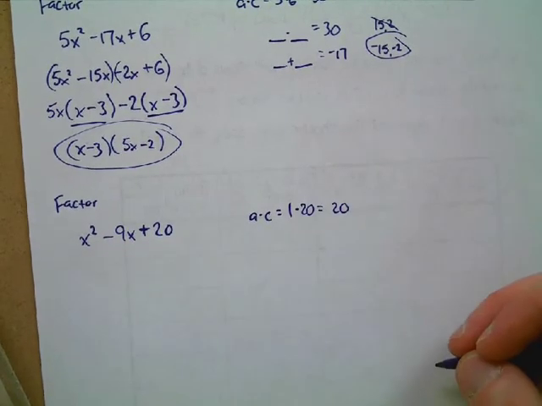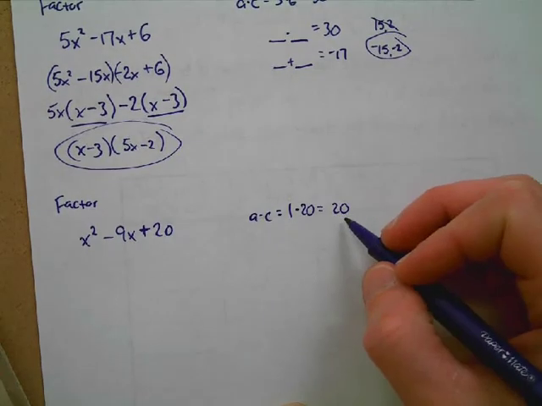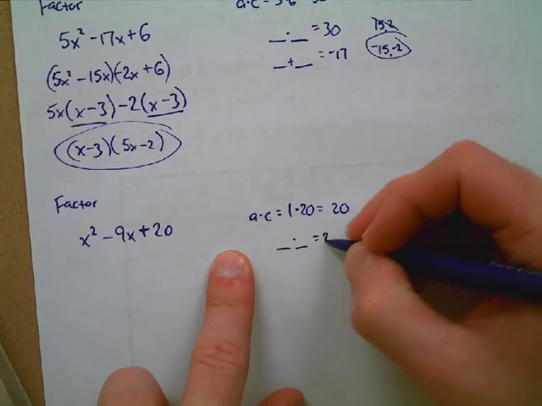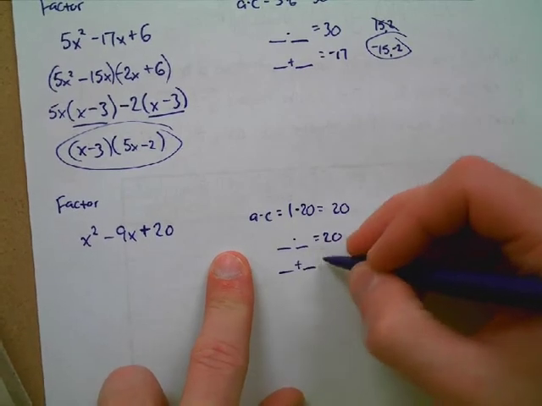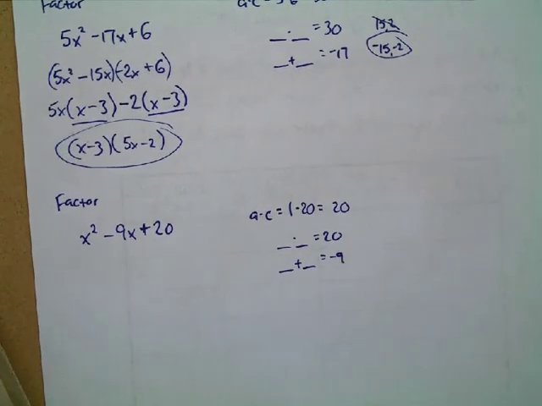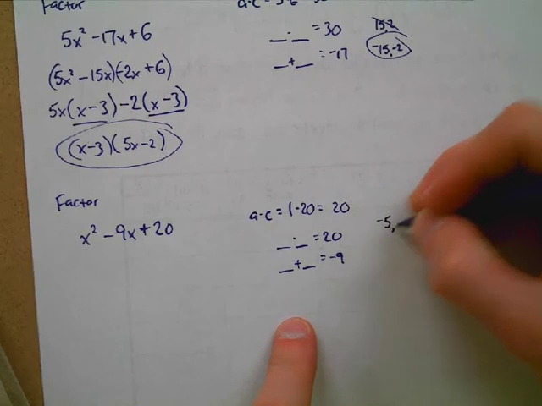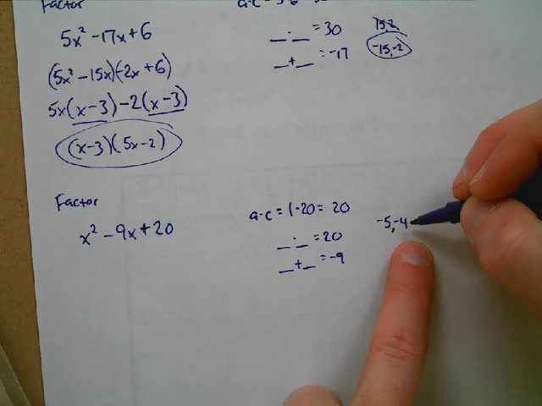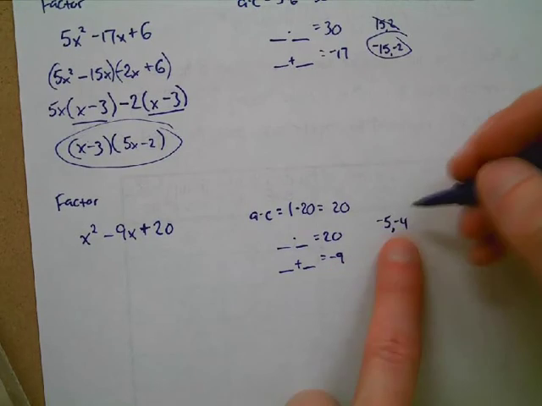We need two numbers that multiply to 20, but add to make negative 9. So blank times blank equals 20, but then these same blanks have to add to make negative 9. Two numbers that multiply to positive 20, but add to make negative 9. Negative 5, negative 4, you got it, that's right. Negative 5 times negative 4, positive 20. Negative 5 plus negative 4, negative 9. So those are your two numbers right there. Good job.